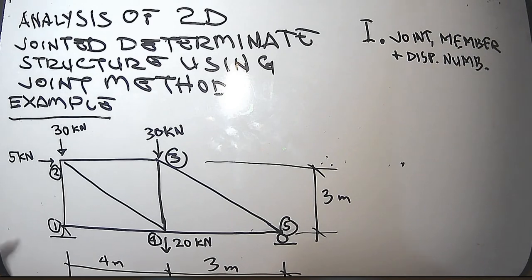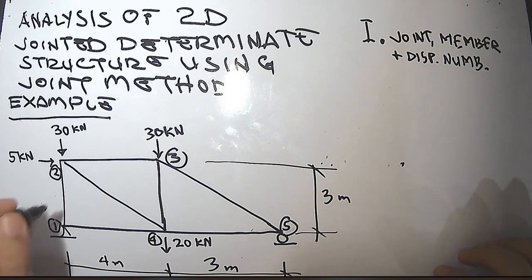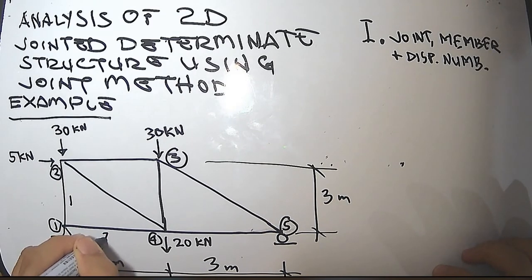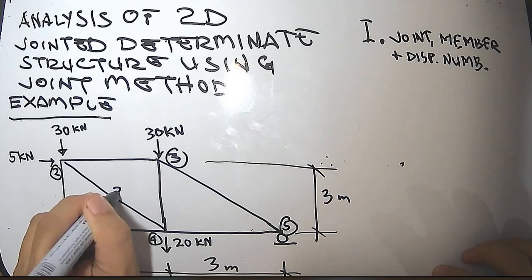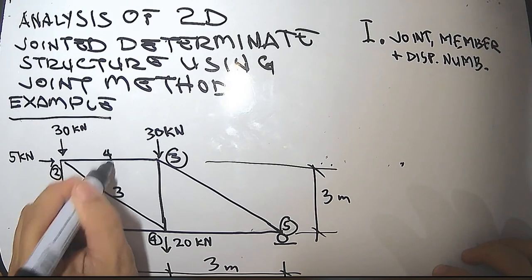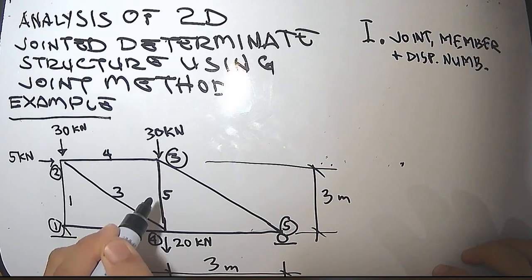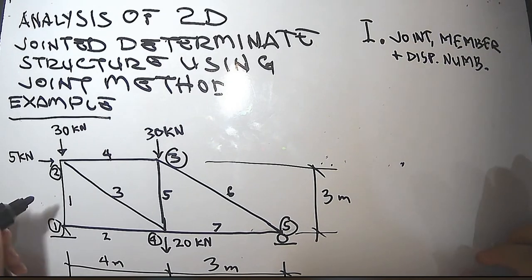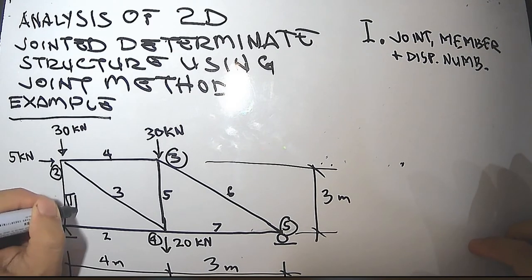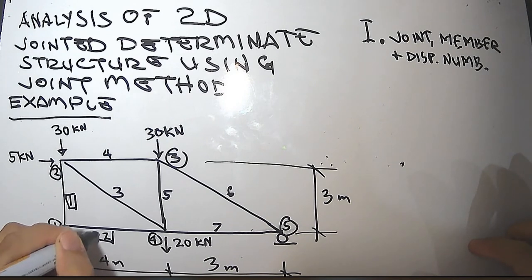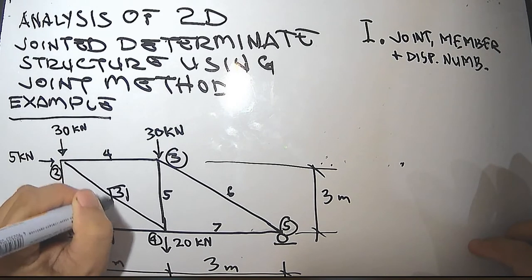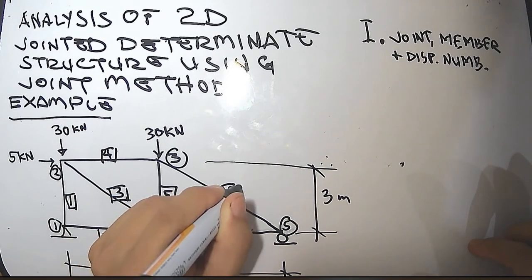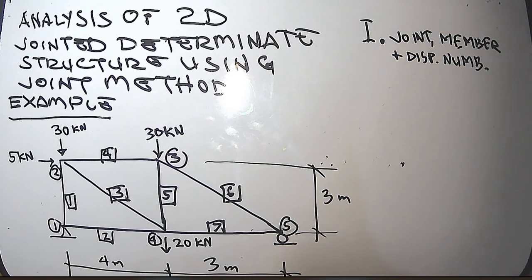Okay? Next is member numbering. This is 1, and then 2, 3, 4, 5, 6, 7. Sa member numbering naman, lalagyan ko ng box. Okay?